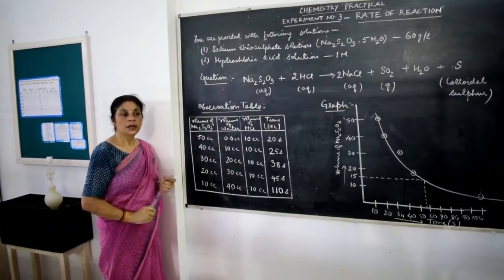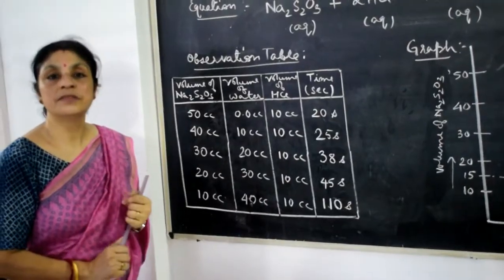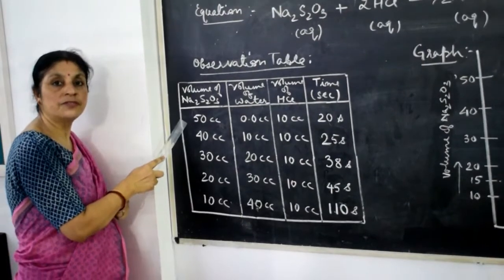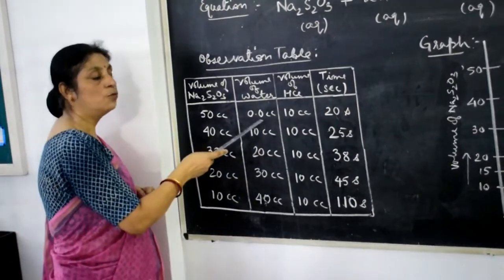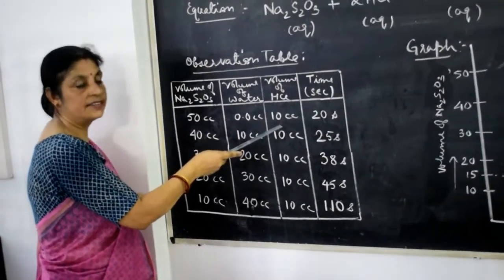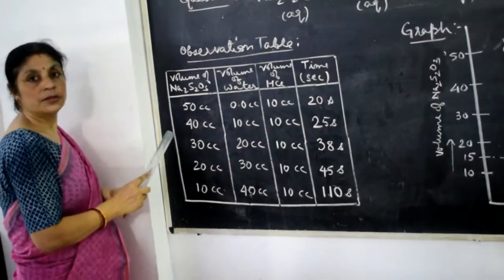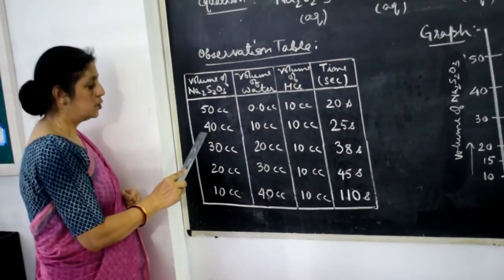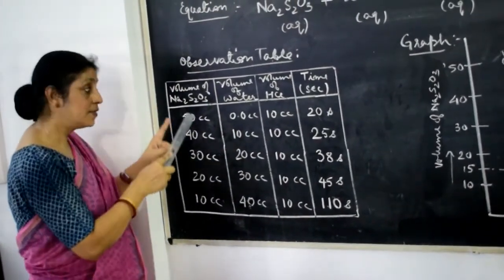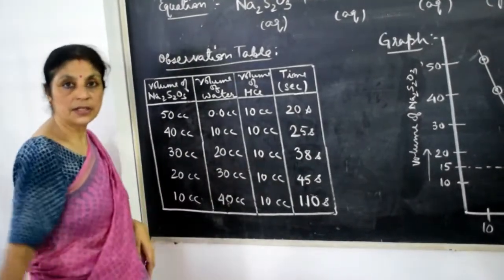Observation table. You saw in the experiment how I changed the concentration of sodium thiosulfate. Initially, 50 cc of sodium thiosulfate was taken without adding water. And the volume of HCl we are adding every time is 10 cc, and the time was 20 seconds. In the next experiment, I took 40 cc of sodium thiosulfate and added 10 cc of water. So you can see it is diluting. And again, with 10 cc of HCl, 25 seconds it took.